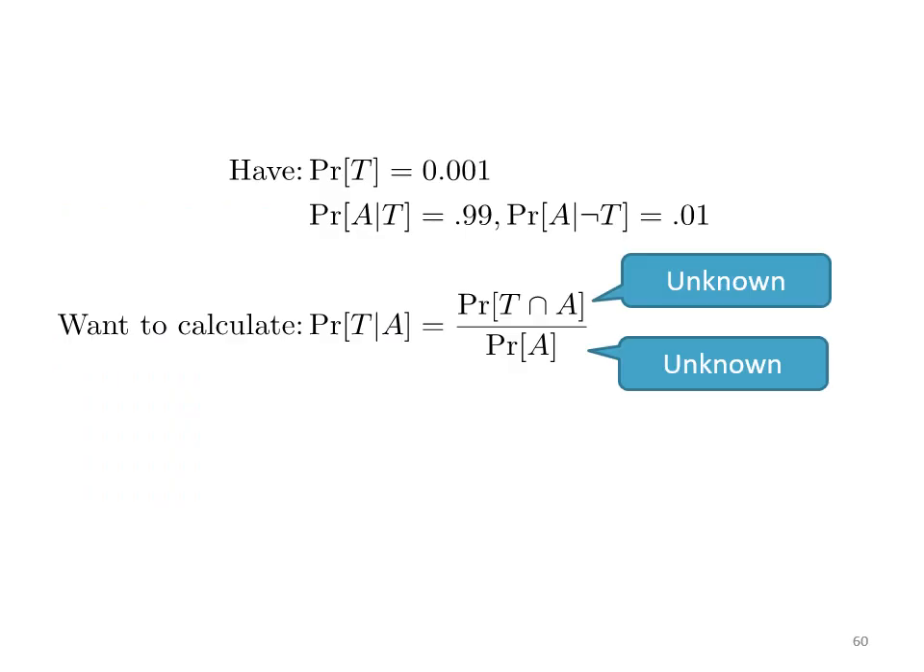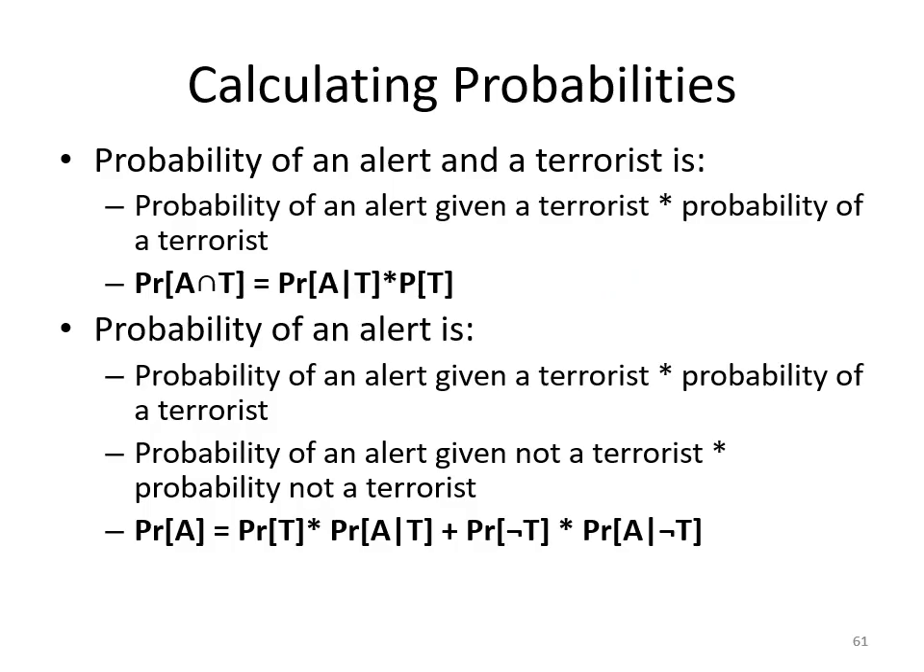Okay, so let's get to the math. So we have these various probabilities. What we want to do is calculate the probability that if we get an alert, it's a terrorist. So this is the probability that it is a terrorist and an alert happened, divided by the probability that there was an alert. So we now have to figure out what are these probabilities. What is the probability that there was a terrorist and we got an alert? And what is the probability of getting an alert on a given person overall? So we'll go through these.